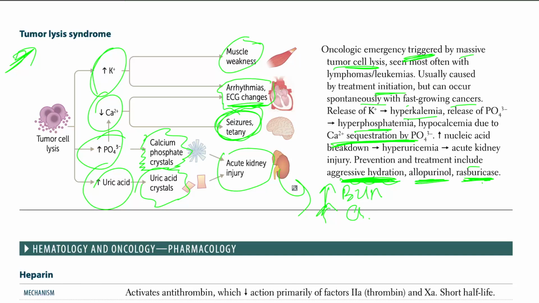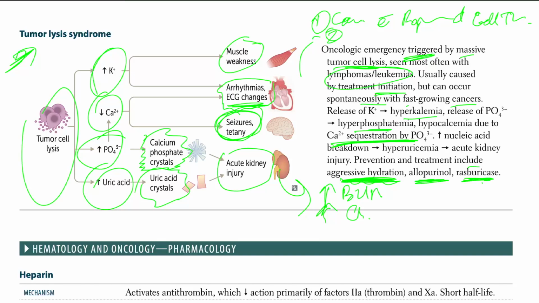So here it is at leukemia, lymphoma, cancers. So this occurs in cancers with rapid cell turnover. Rapid cell turnover. Because you're destroying all these cells, and the more common, they all get destroyed, leading to tumor lysis syndrome. That is the thing behind that.